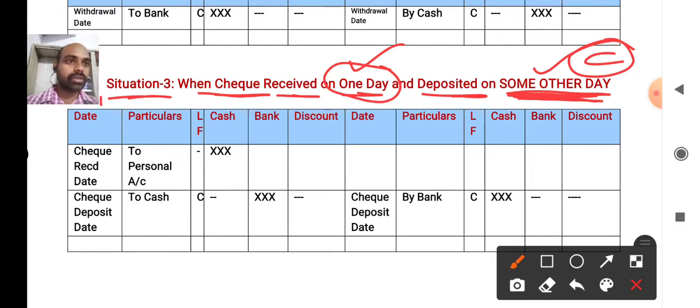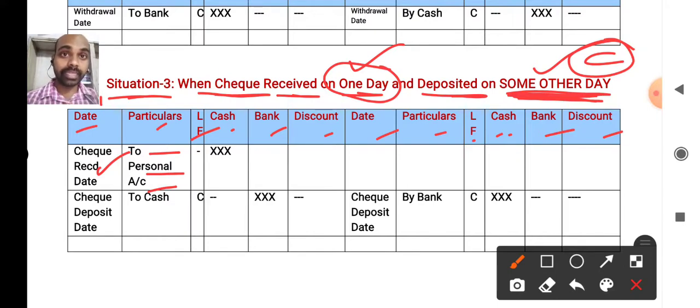Debit side, credit side, you all know. Date, particulars, LF, cash, bank, discount. On the debit side, when you have received the check on the date of receipt, you will write to the personal account. If you have received from Raju, you will write to Raju account. If you received from Ramu, you will write Ramu account. If you receive from Sita and company, you will write to Sita and company, and the amount you are depositing in the cash.